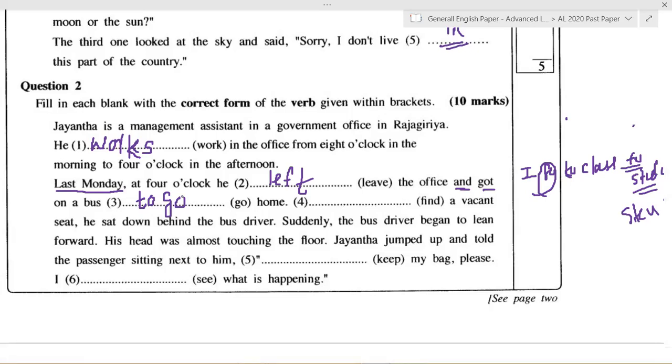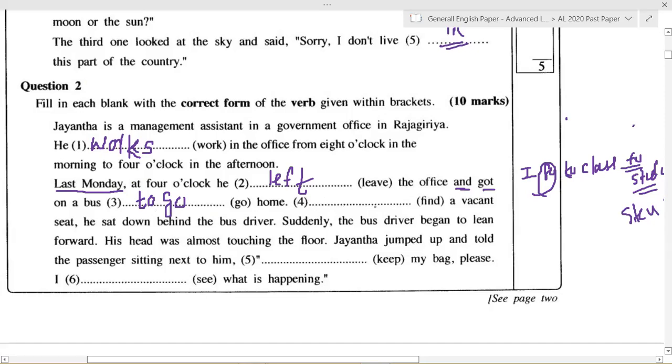I'm going to attach that link to this particular video in the comment section. You can watch it: sentences with two verbs. That's the title of the video on my YouTube channel. Okay, so let's read it again. Last Monday at 4 o'clock, he left the office and got on a bus to go home. Right?